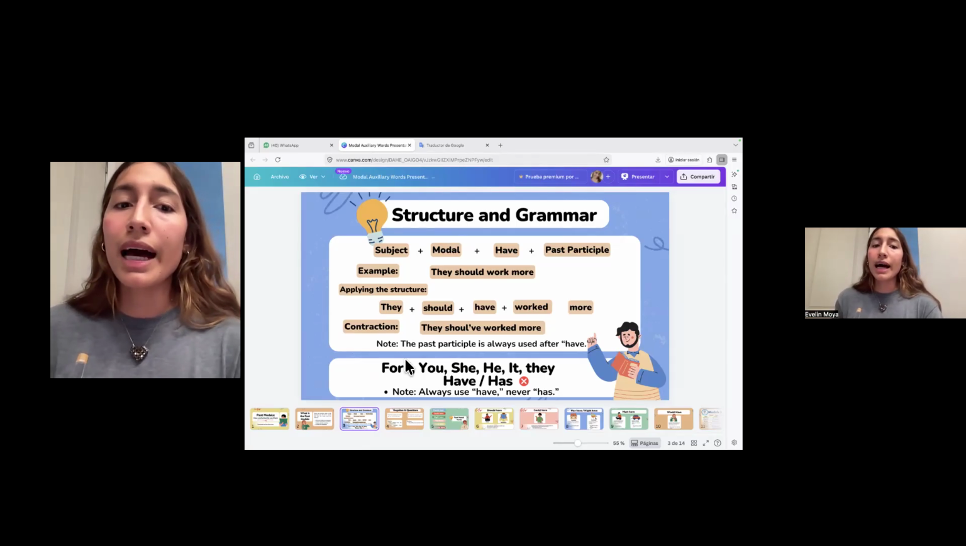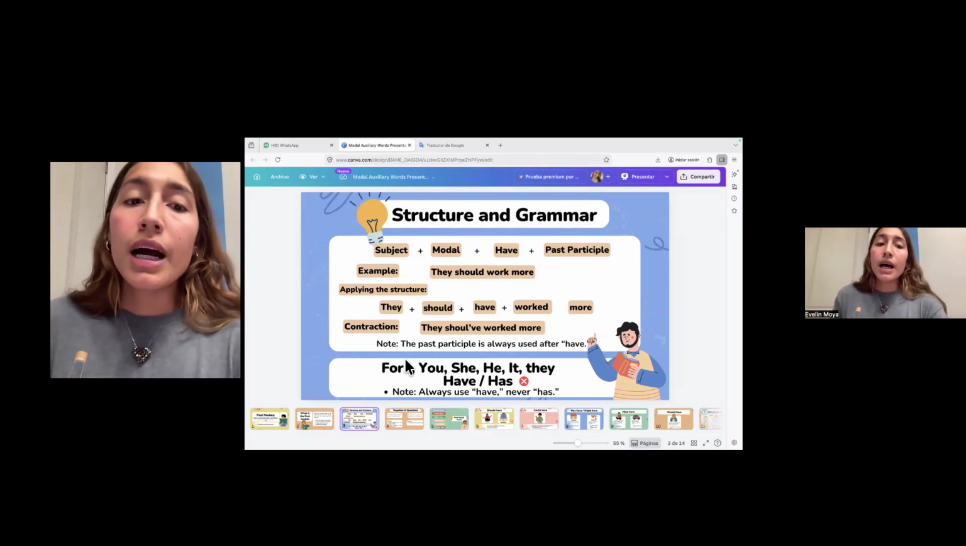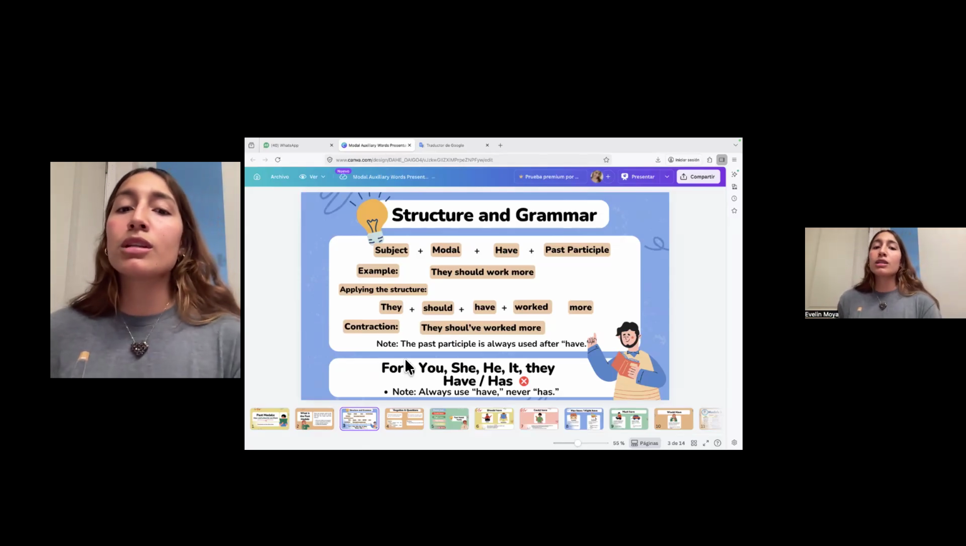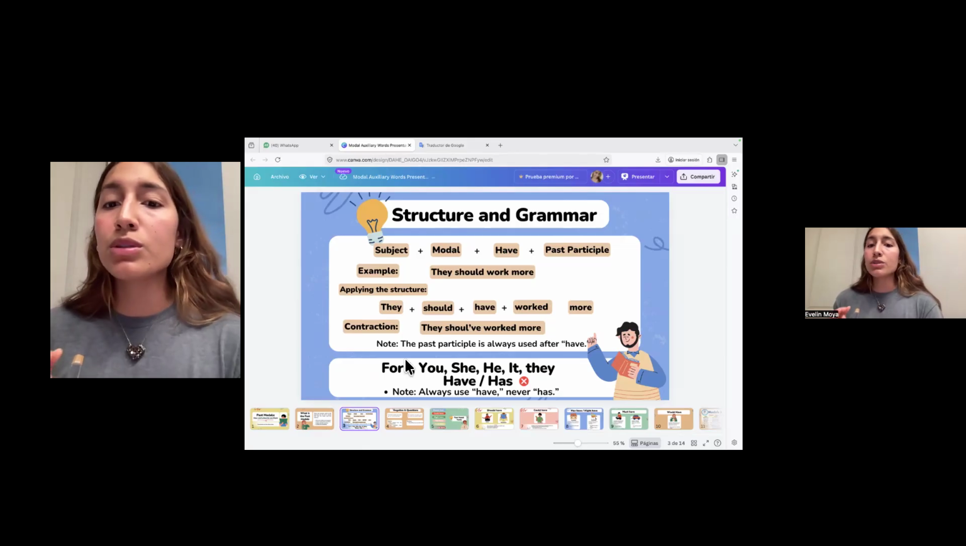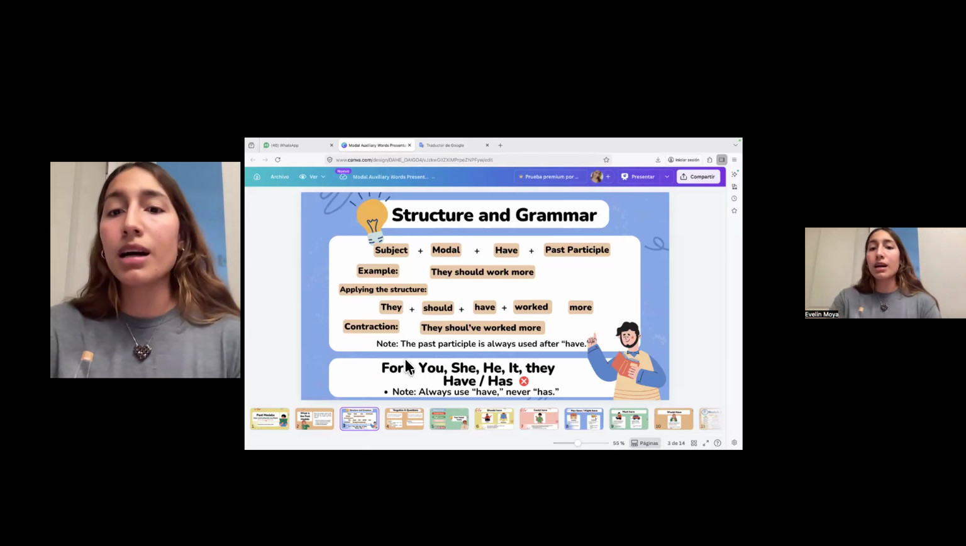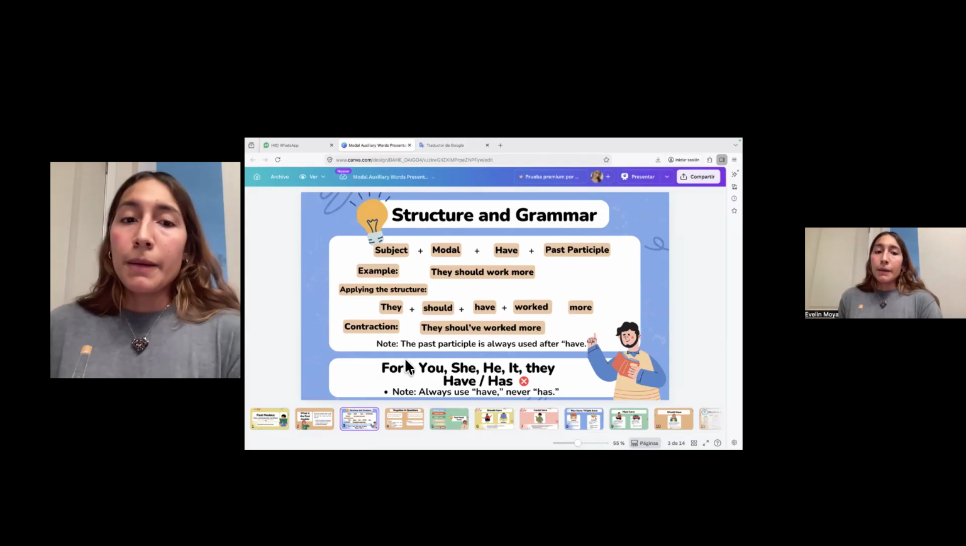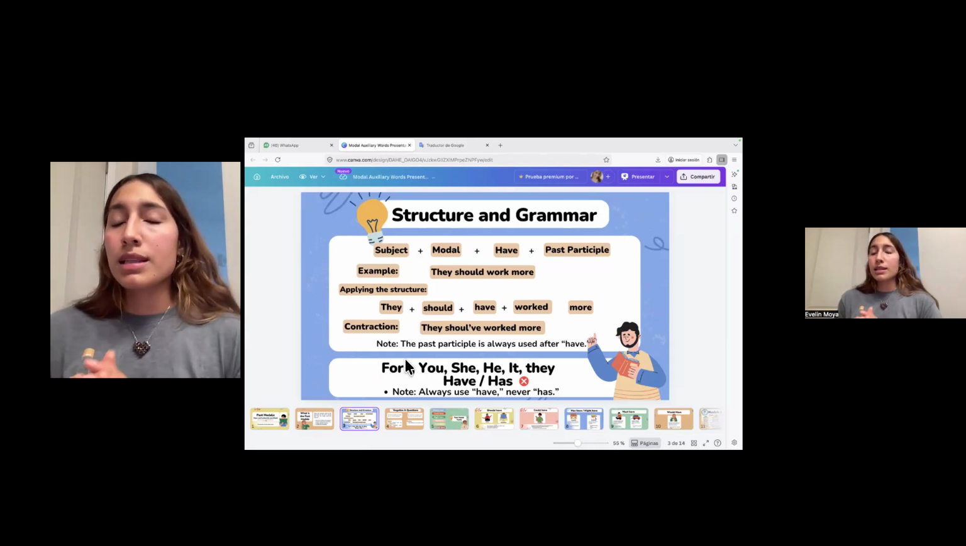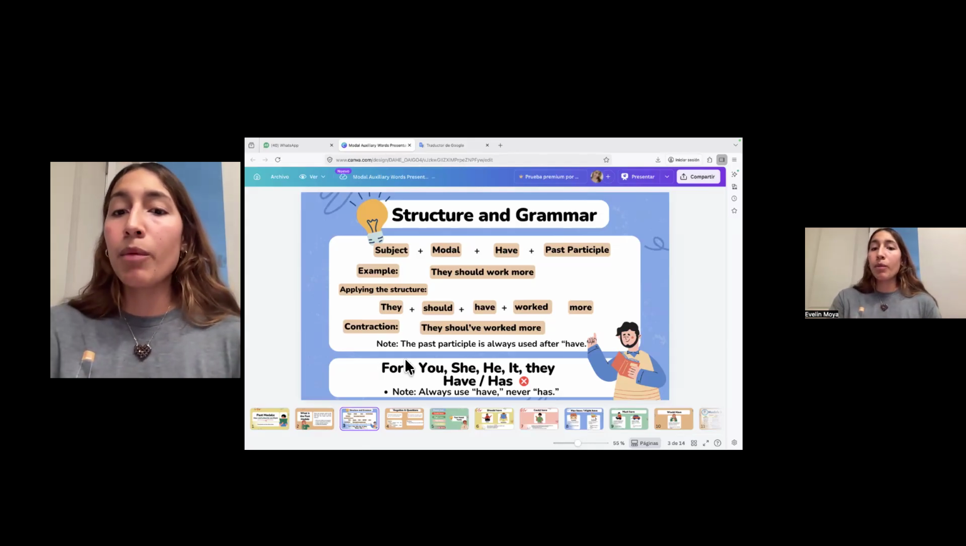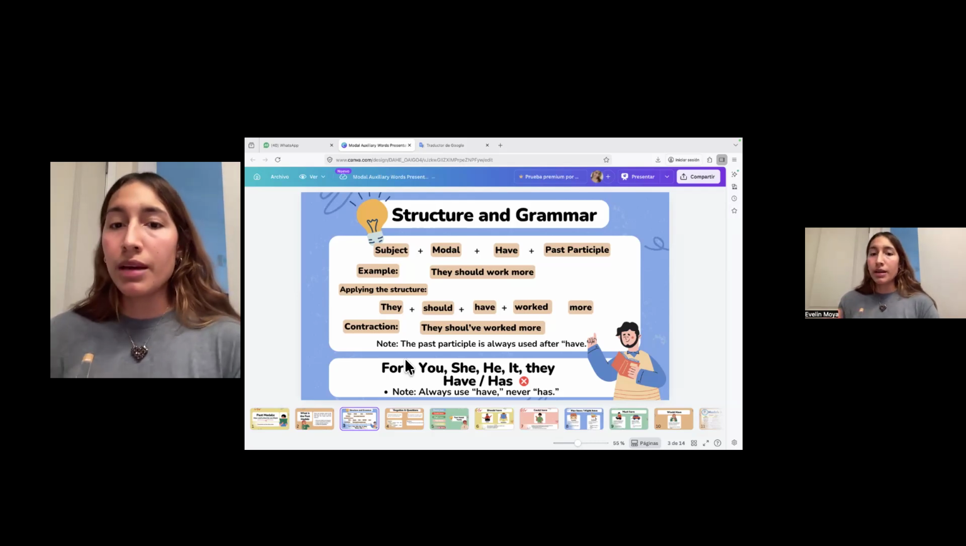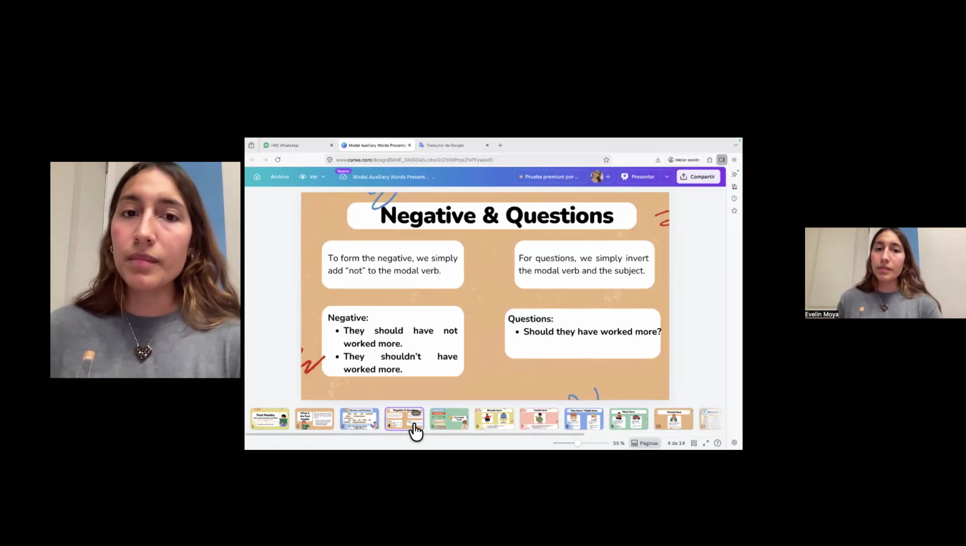So there's a highlight note here. The past participle is always used after have. So always in the past modal we use have. Never use has, even when it's the third person singular.